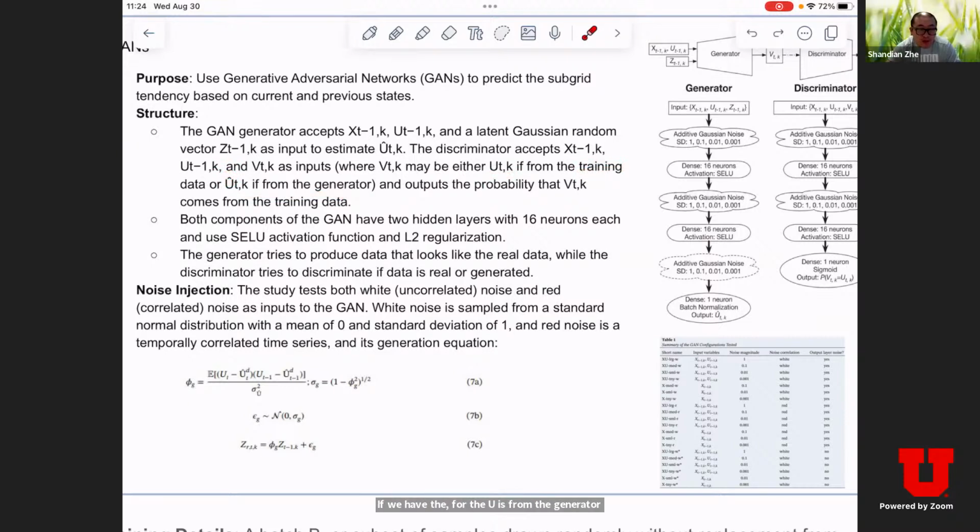So this noise injection was applied in both training and test? Yes. I would say it's just for training. But in test, how do you predict? I mean, when you predict you're gonna inject noise as well, right? So inject the white noise or red noise.